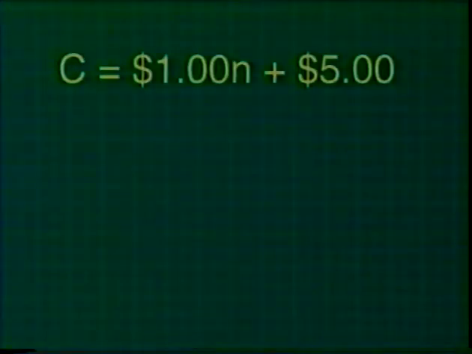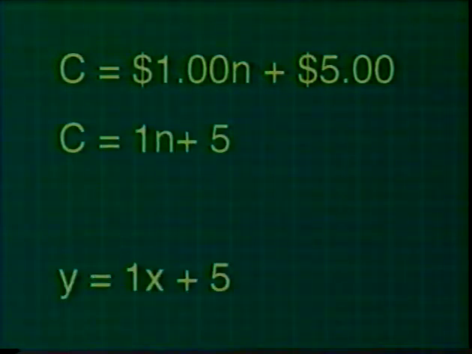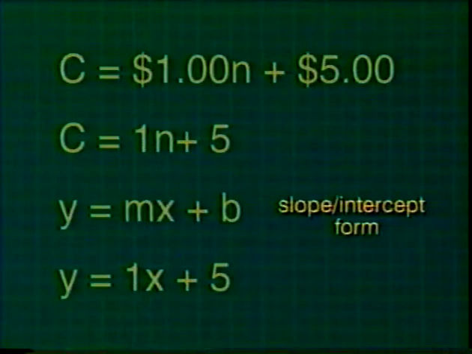The equation for Video Village was this. Euclid, first we drop the dollar notation to make the numbers simpler. Complete the conversion by changing the c to y and the n to x. Now we have y equals 1x plus 5. So we can see immediately that the slope is 1 and the y-intercept is 5. And as Euclid will show us, the coordinates of the y-intercept are 0, 5. That is our starting point.